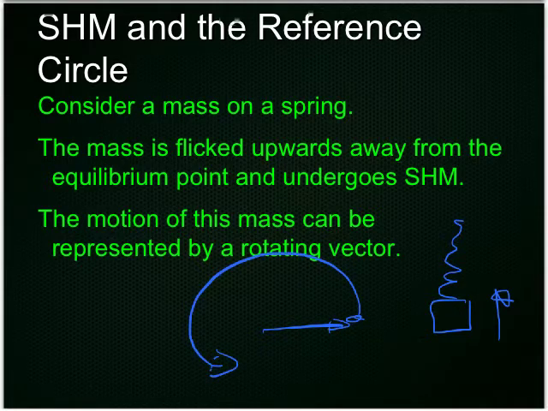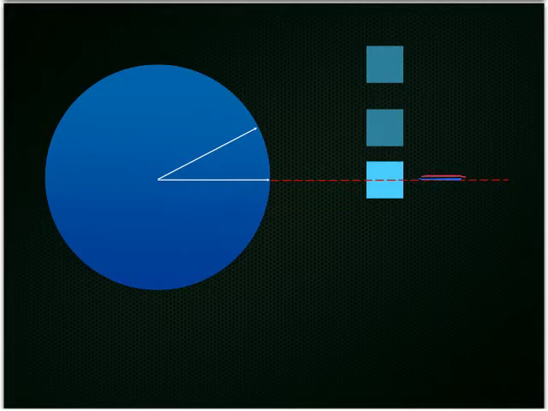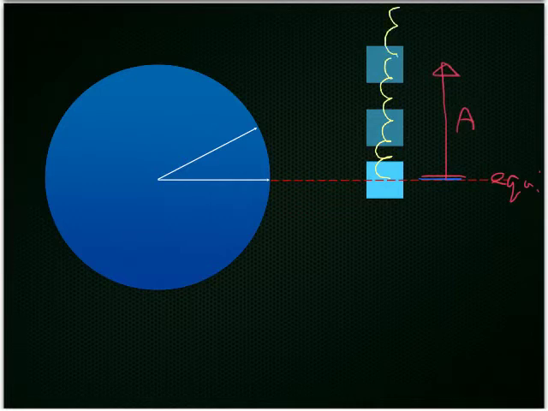So for example, here's the mass on the side. It's going to have amplitude A. This is the equilibrium point. This thing is a spring. Going up there, I could keep going. And so the mass is going up and down.